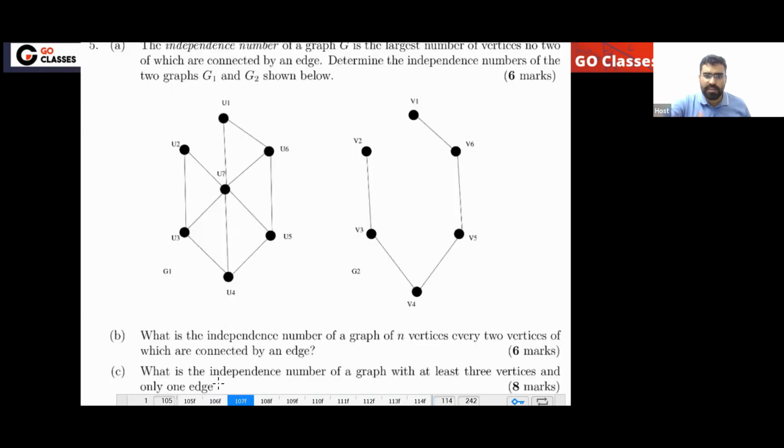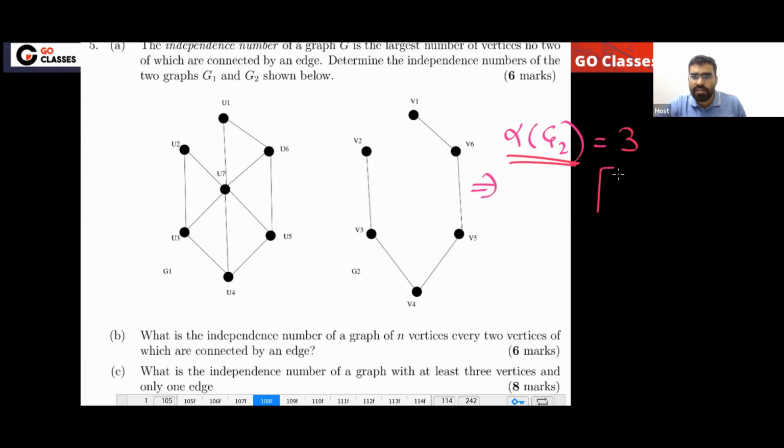So before going, can we try this question? Independence number we have to find for G1 and G2. First, for G2, what is the independence number? This G2 is a path graph. You already know this is a path graph, with vertices 1, 2, 3, 4, 5, 6. This is your P6. So the answer will be directly 3.